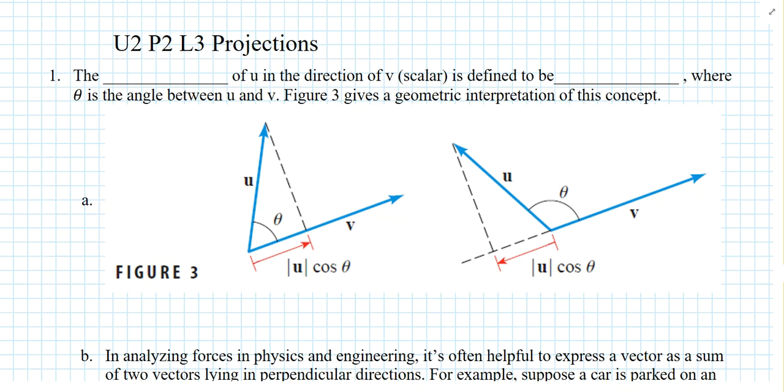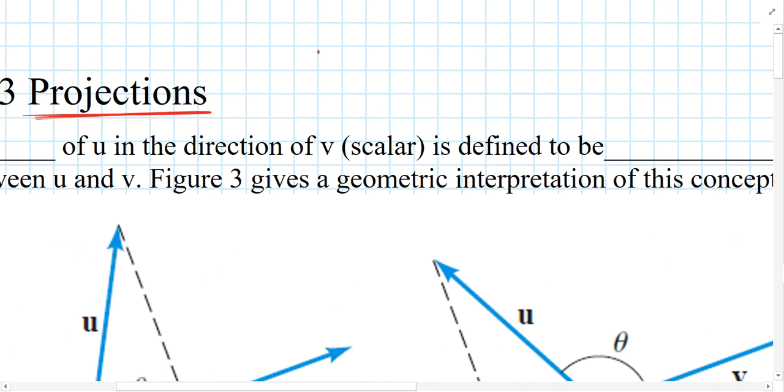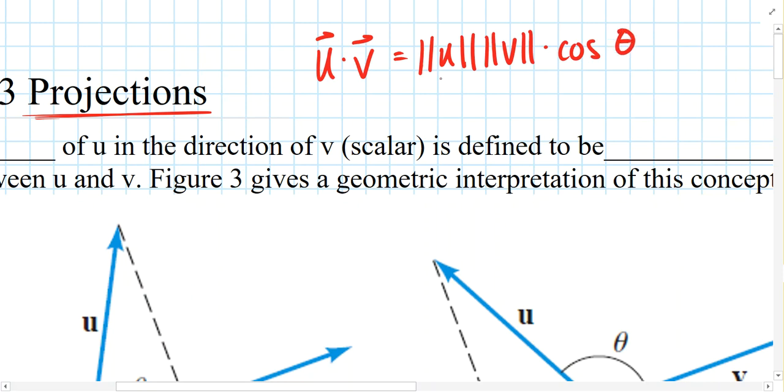In this video, I'd like to talk a little bit more about dot products, and more specifically the projection component of the dot product. Now, we defined the dot product of two vectors u dot v to be the magnitude of u times the magnitude of v times the cosine of the angle in between.